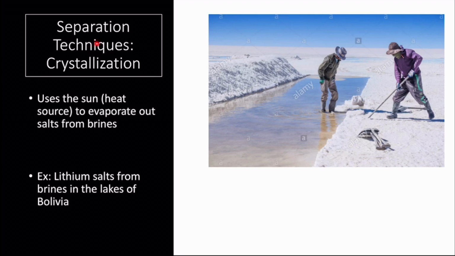The next separation technique is crystallization. Crystallization is a process that uses the sun to evaporate salt from brines. Brines are supersaturated solutions which contain as much salt as a solvent can dissolve. For example, we can get lithium salts from brines in the lakes of Bolivia. The lithium salts are supersaturating the water in the lakes. So, when the sun is used to evaporate the water, we can get salt from here by crystallization.